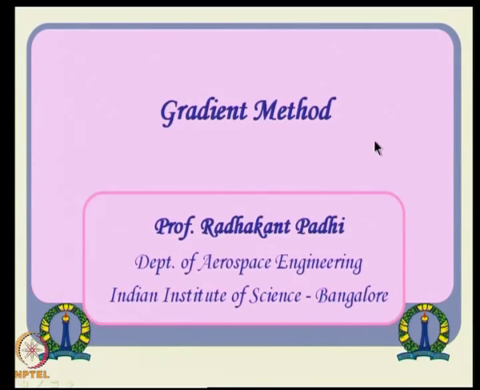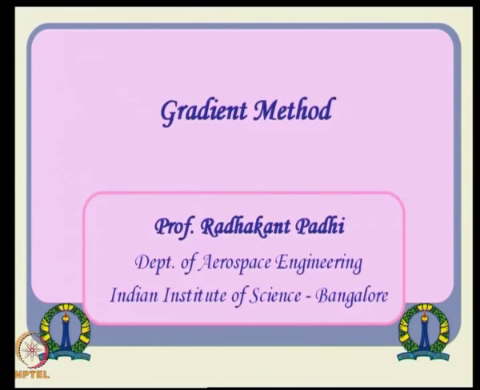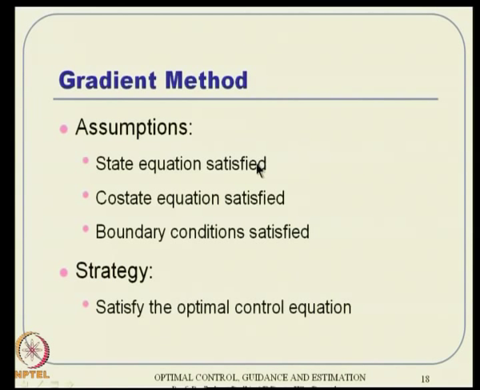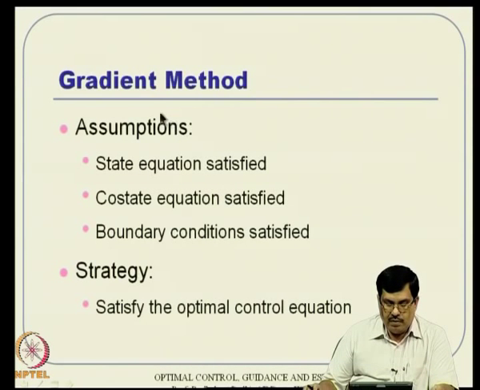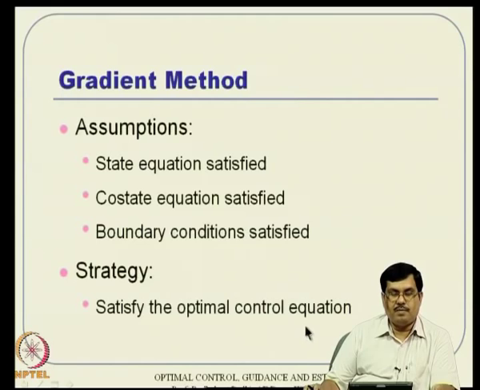Alright, so let us see what the gradient method is here first of all. The procedure is the same. We start with an initial guess value of the control history and then try to get the control history. With respect to the guess value of the control history, we are assuming that the guess history, or the previously updated history, satisfies these 3 equations. It satisfies the co-state equation, it also satisfies the boundary condition. What it does not satisfy is the optimal control equation. That is our assumption actually.